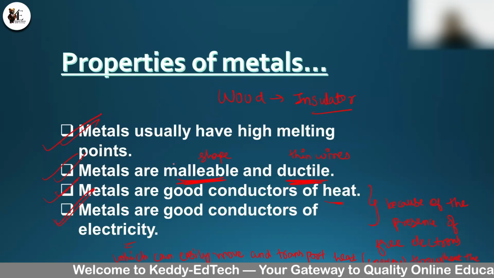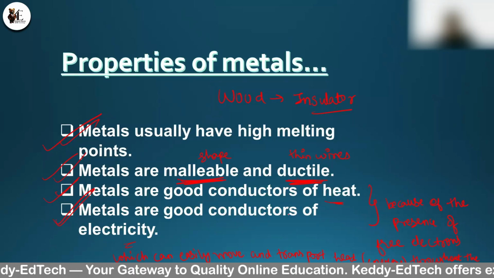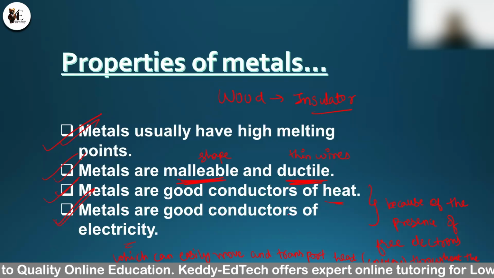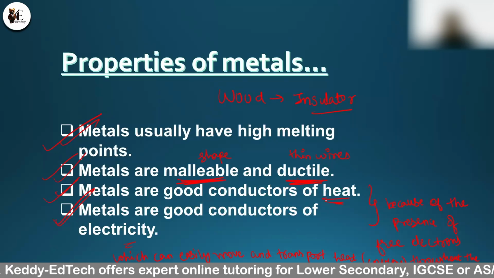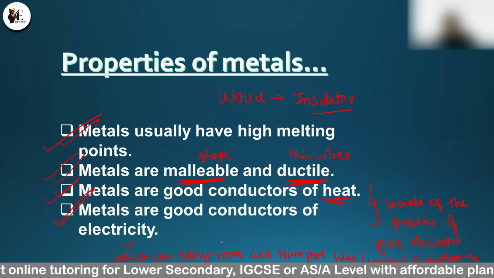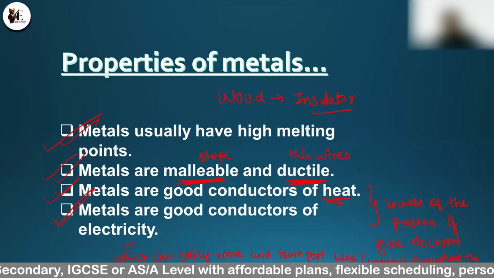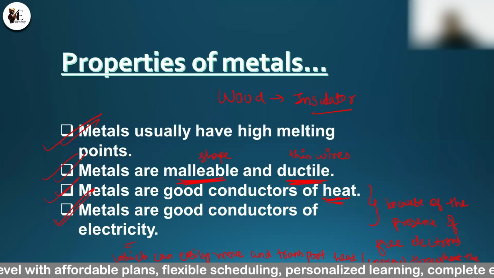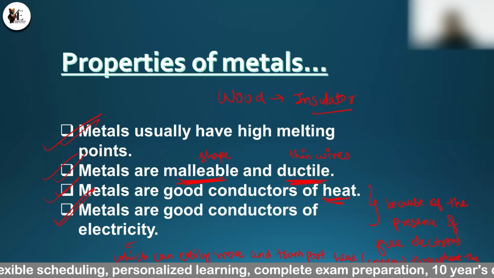Why are they good conductors of electricity? Because of the presence of free electrons in them, the sea of delocalized electrons they have. So that's why they are good conductors of electricity. And why are they good conductors of heat? Because the electrons can easily move and transport heat or energy throughout the material. So these 4 points you have to remember: high melting point, malleable and ductile, good conductors of heat, and good conductors of electricity.